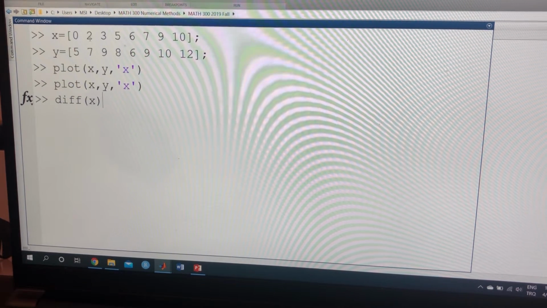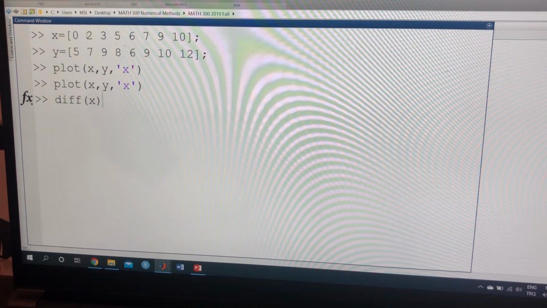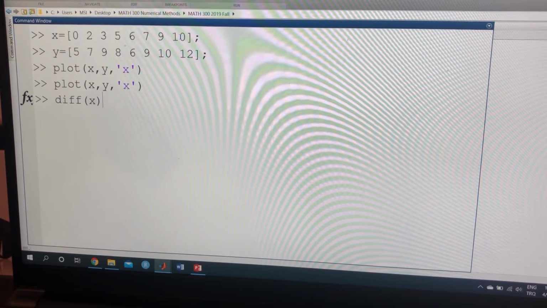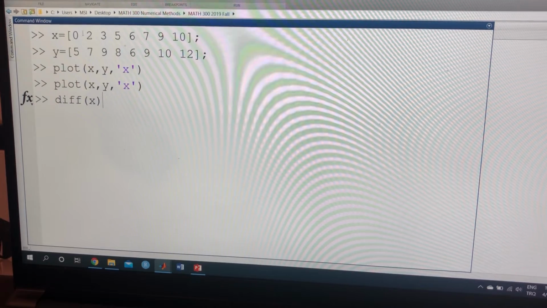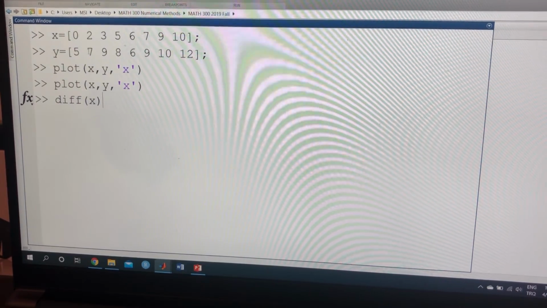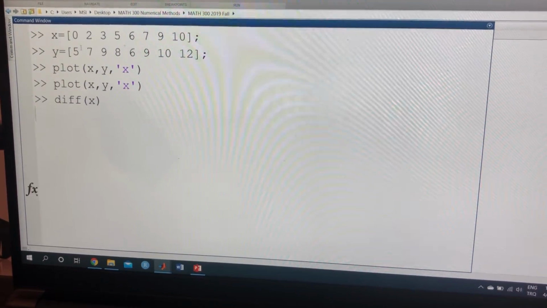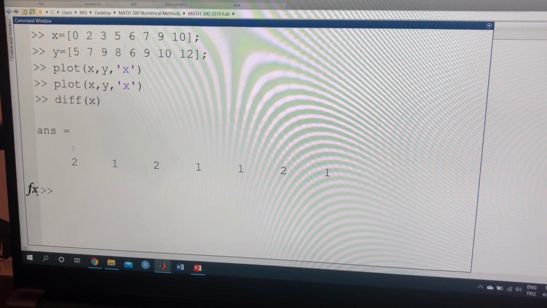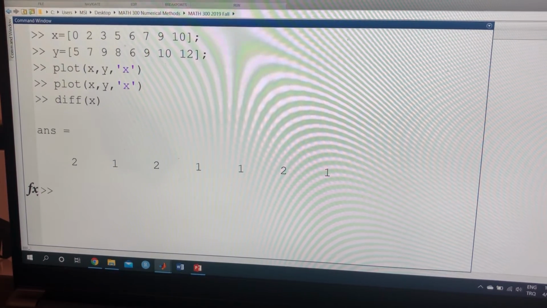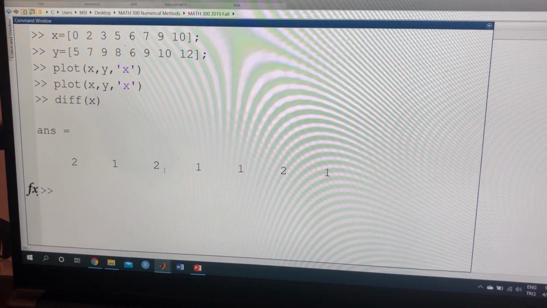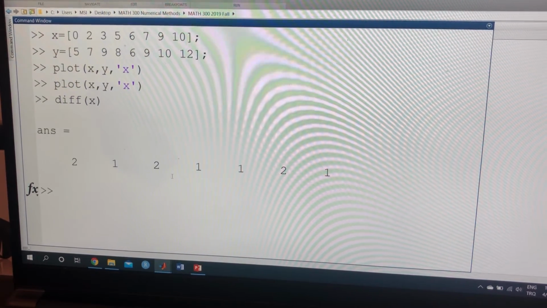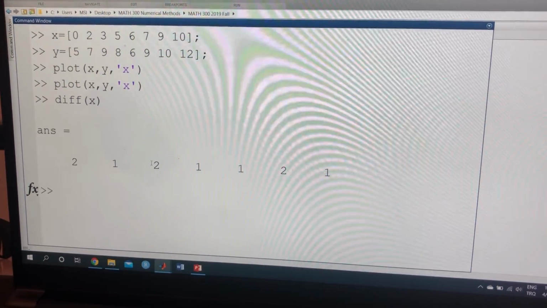So what does it mean? 2 minus 0, 3 minus 2, 5 minus 3, 6 minus 5, 7 minus 6, 9 minus 7, 10 minus 9. How many data values do we have? 3, 6, 8. And since we are taking the differences for each two, we will have 7 values for the differences. As you can see, 2 minus 0 is 2, 3 minus 2 is 1, 5 minus 3 is 2, and so on. 7 values we have. So I hope you understand that.